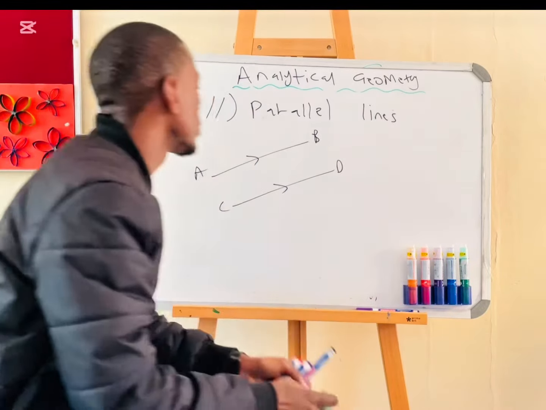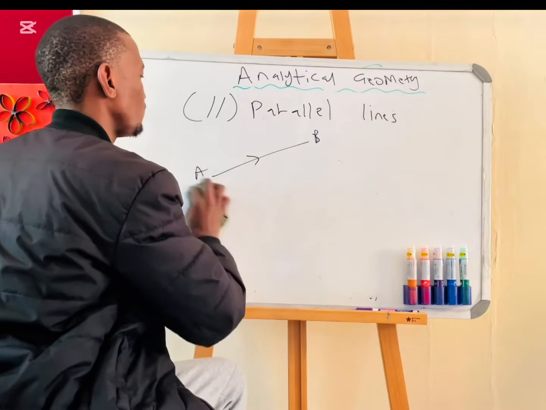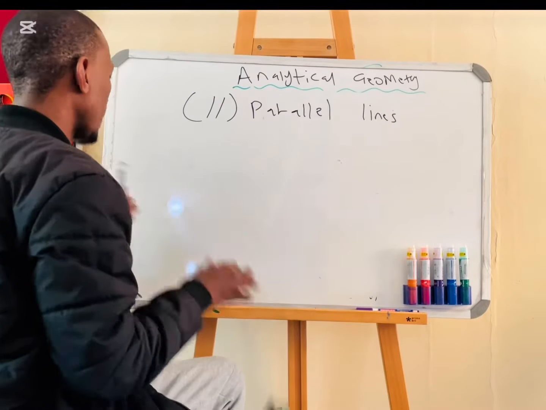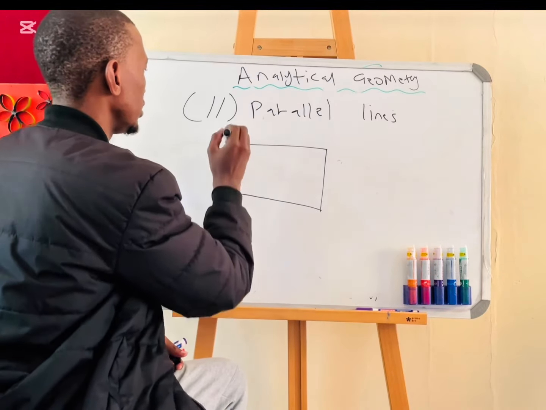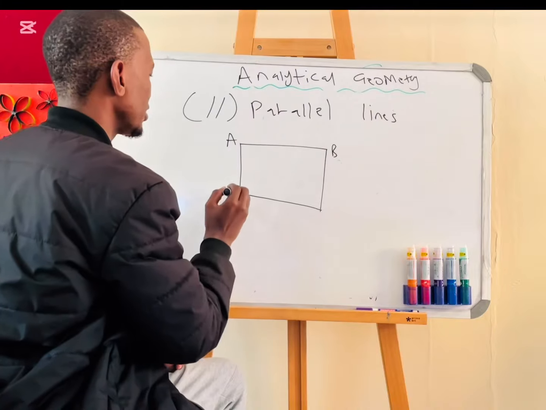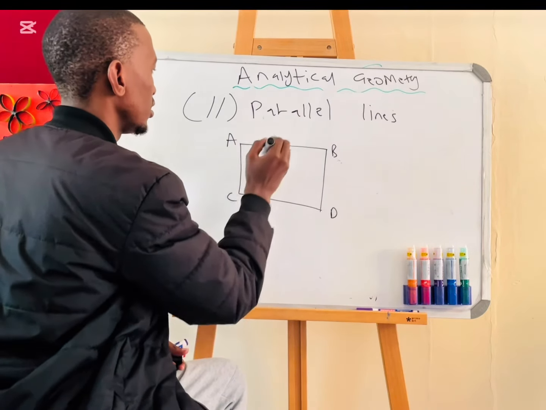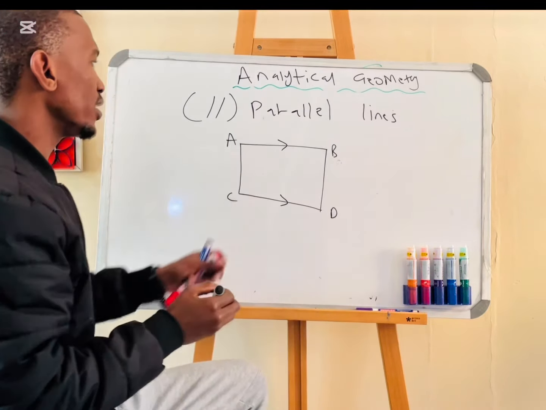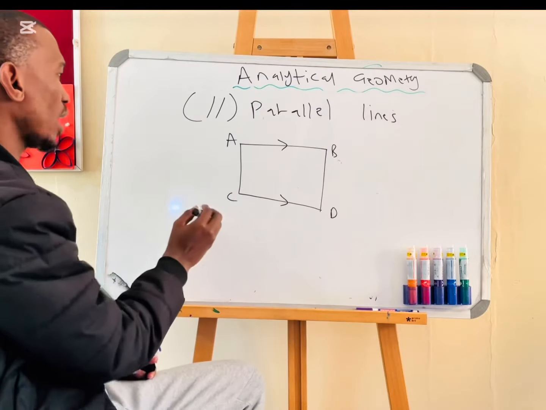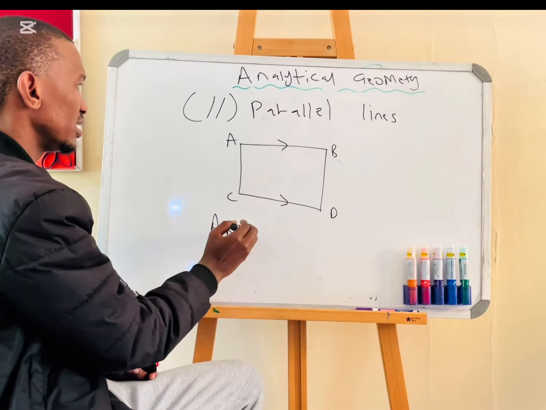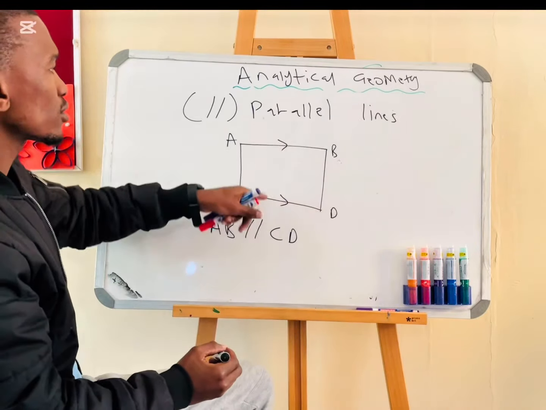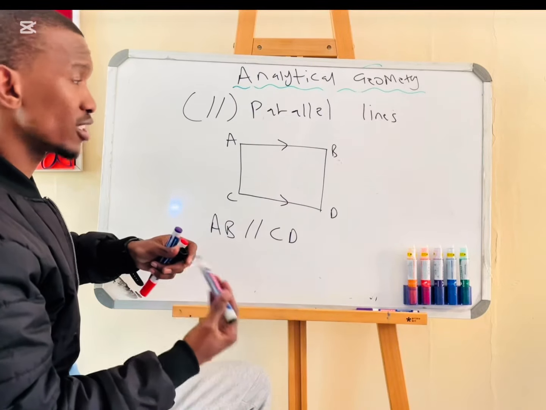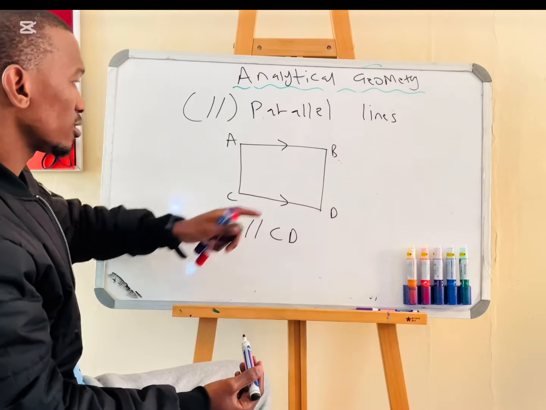Check something again. Look, I have this shape which is ABCD. There are two arrows that you can see here. So I can tell that line AB is parallel to line CD. These two arrows tell me that AB is parallel to CD.